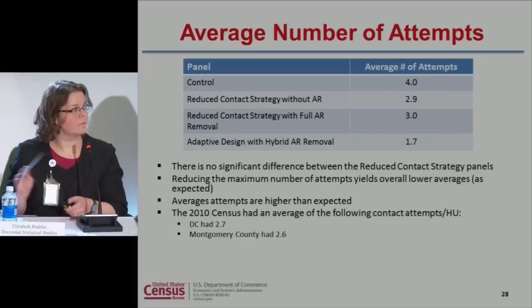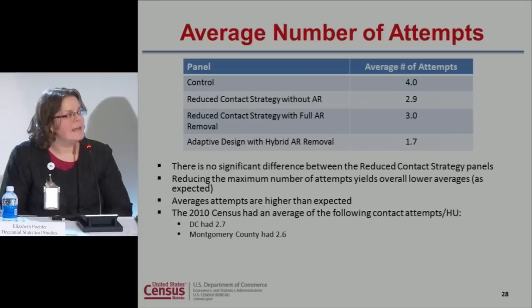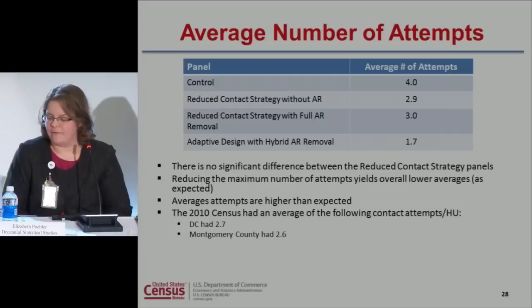So the first thing we looked at was the average number of contact attempts. And looking at the table, we see that the strategies which reduce the maximum number of contacts allowed have overall lower averages, as you would expect.